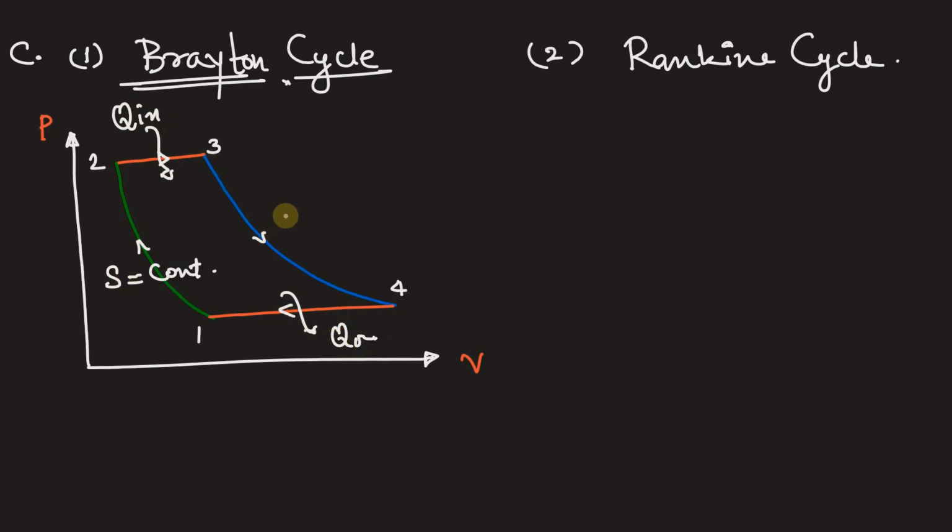Process 3 to 4 is also an isentropic process, so that means entropy remains constant. So we see here that there is no isothermal process in the Brayton cycle. Now let's have a look at the PV diagram of the Rankine cycle. A Rankine vapor cycle is the process widely used by power plants such as coal-fired power plants or nuclear reactors.